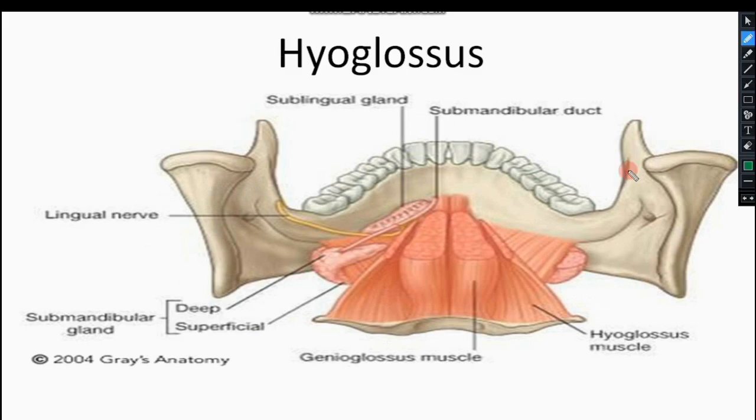Now I will talk regarding the hyoglossus. Before this, let me draw the tongue. Let me draw this tongue first.